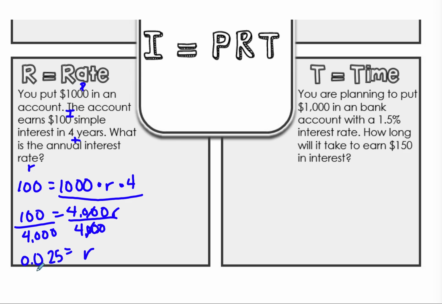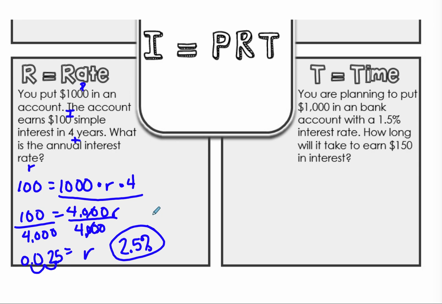We get 0.025. But that is the decimal form. We want our answer as a percent, so we've got to move that decimal 2 places over. Our percent for our rate is 2.5%. Just like when we did the percent equations, if our final answer is a percent, it's going to be in decimal form. You need to change it into percent form for your answer.